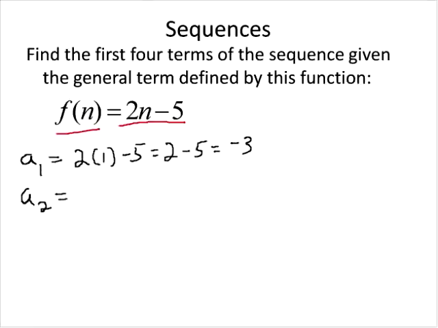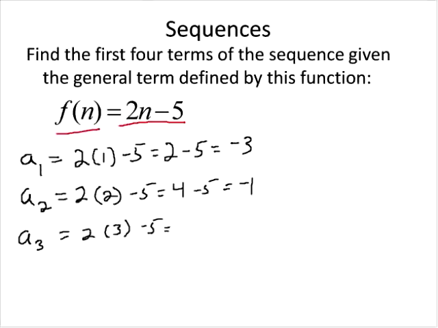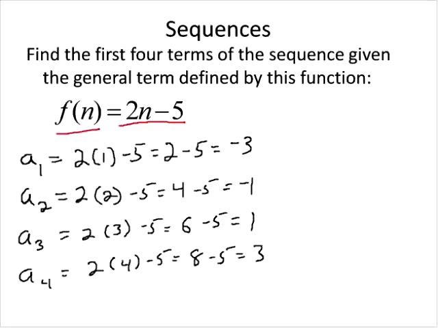The second term, a sub 2, is going to be 2 times 2 minus 5. 2 times 2 is 4. 4 minus 5 is a negative 1. The third term, written a sub 3, is 2 times, you guessed it, 3 minus 5. 2 times 3 is 6. 6 minus 5 is a positive 1. And our last term, a sub 4, is 2 times 4 minus 5. 2 times 4 is 8. 8 minus 5 is a positive 3.